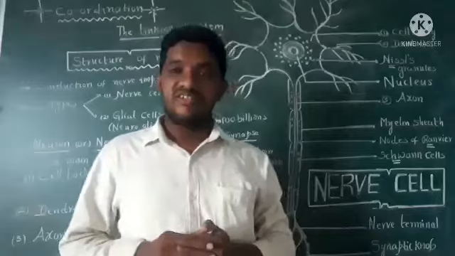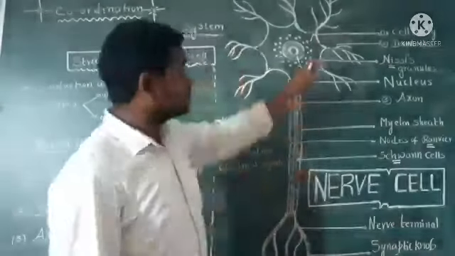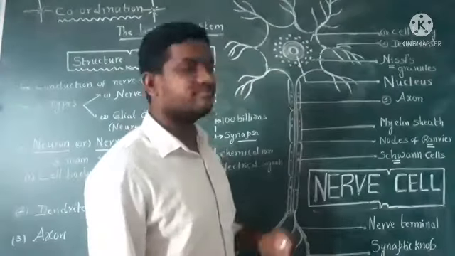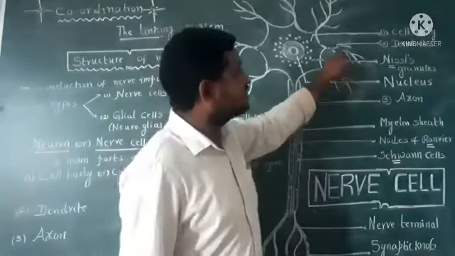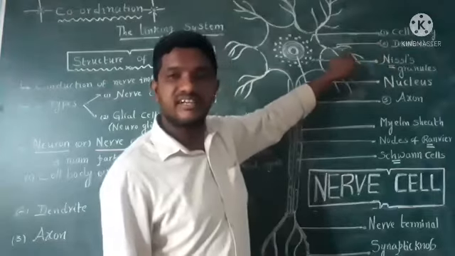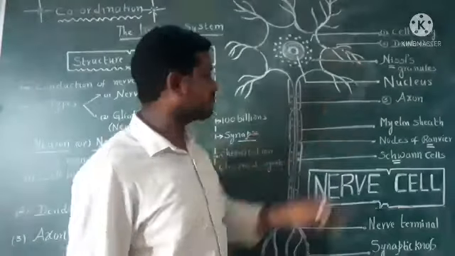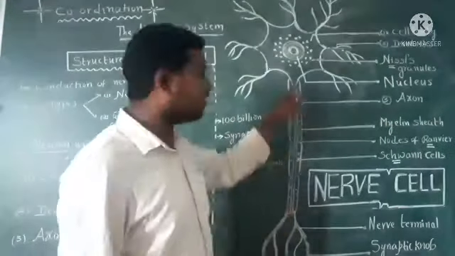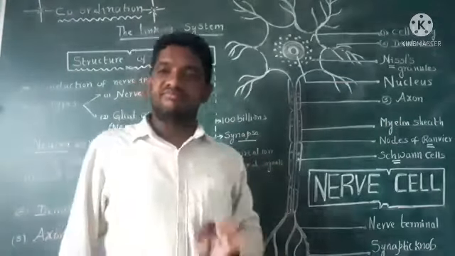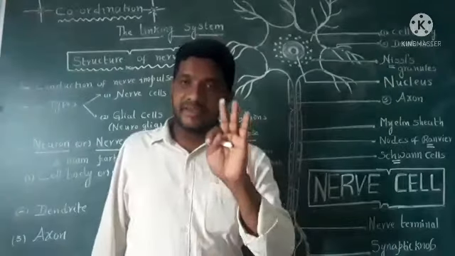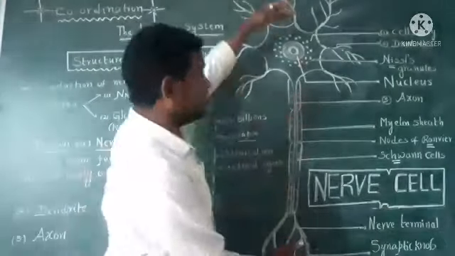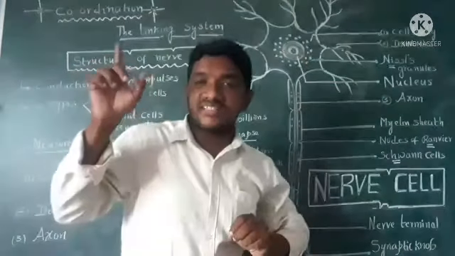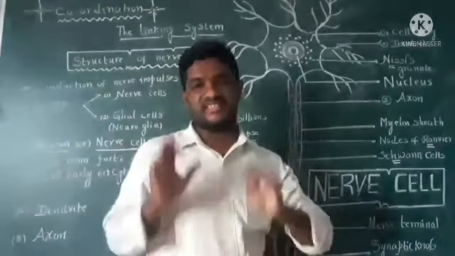Once again, what are the three main parts? First one is the cell body. Second one is dendrites, small projections. Third one is axon, a long cylindrical structure. These are the three main parts. What is the main function of this nerve cell? It is involved in transferring the messages from one place to another place. Just keep in mind.